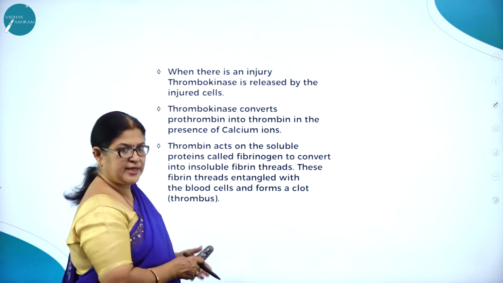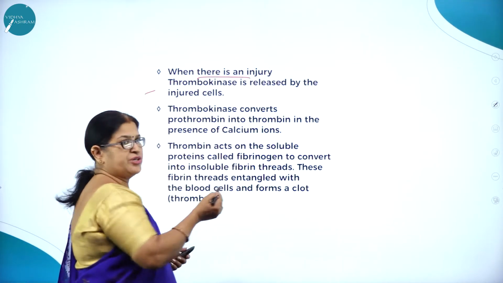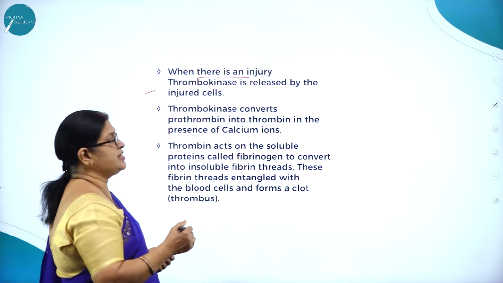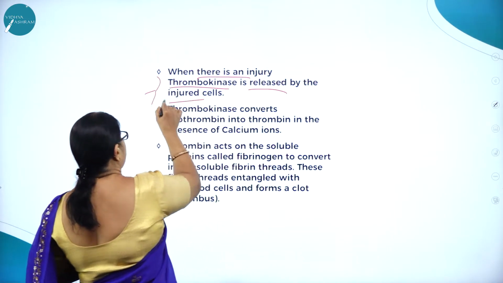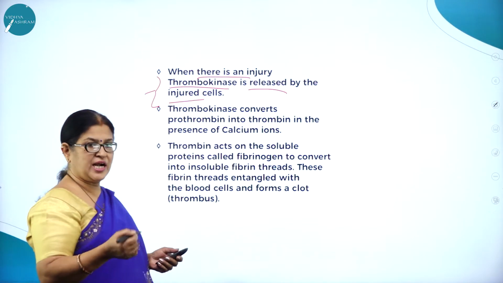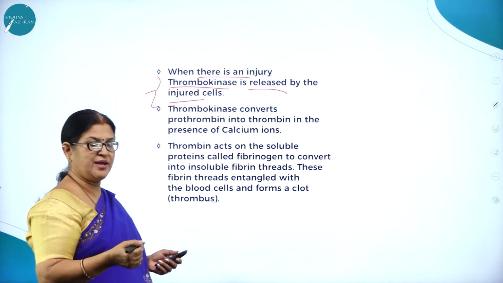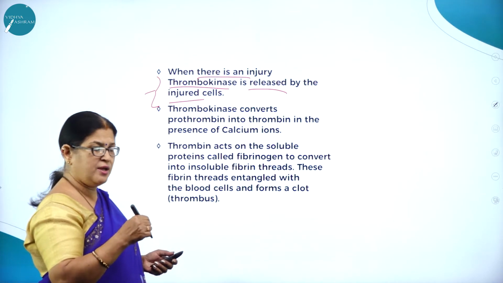Right? Now, let us understand the further concepts. When there is an injury, what is the mechanism involved in the process of clotting? When there is an injury, thrombokinase is released by the injured cells. Suppose by chance there is a cut or a small injury. What will happen? Thrombokinase, an enzyme, is released by the injured cells, which is found in the plasma.